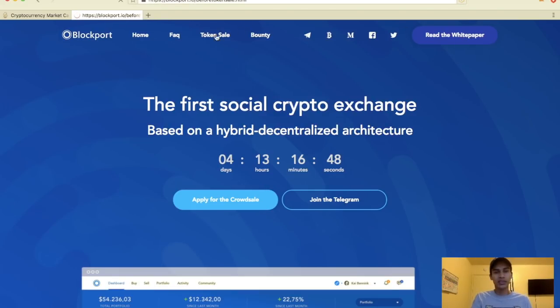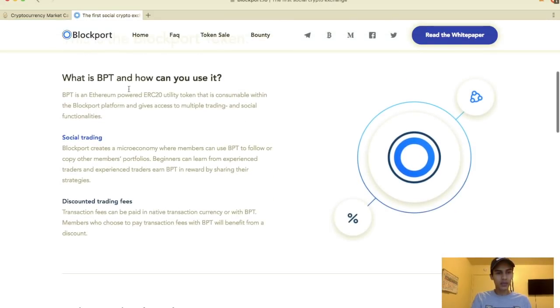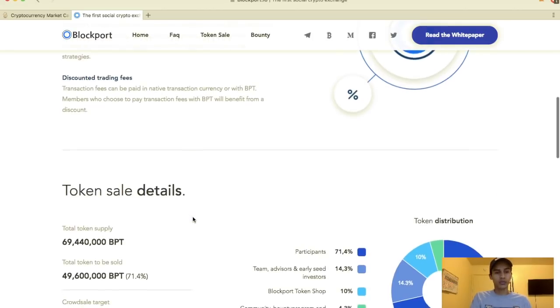Token sale, let's see. I think this is basically going to show us how it's all divided. What is BPT and how can you use it? Social trading, discounted trading fees. So it's going to be kind of like Binance and KuCoin. If you trade with BPT, which is the Blockport token, the fees will be reduced, which is pretty cool.